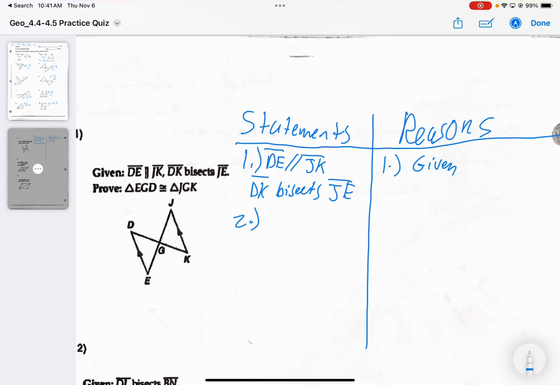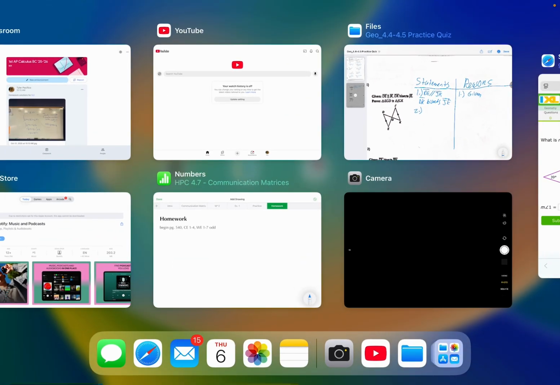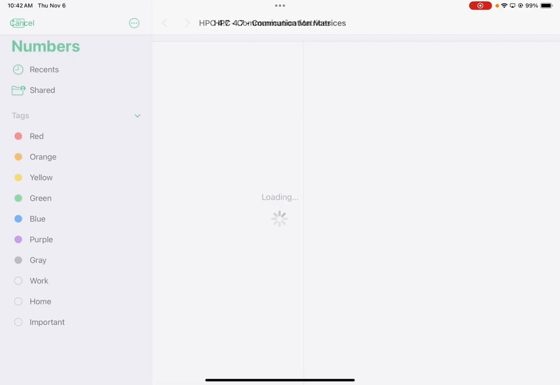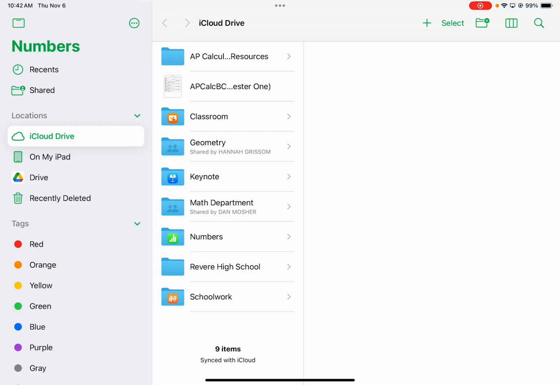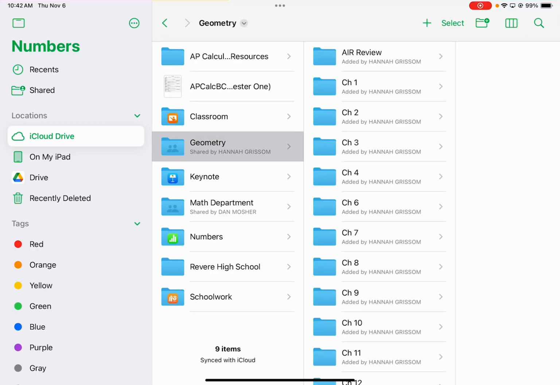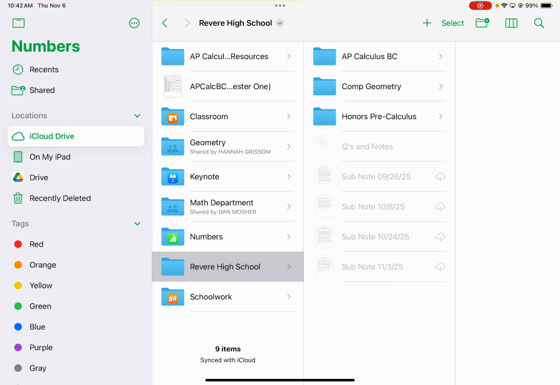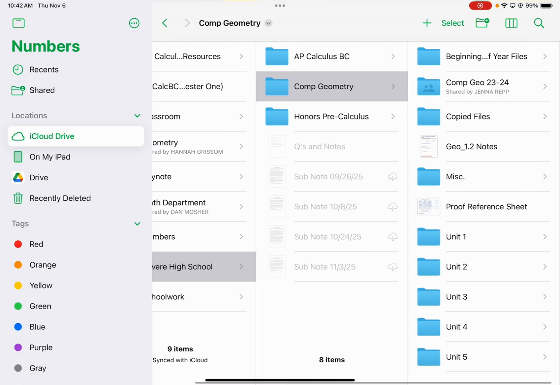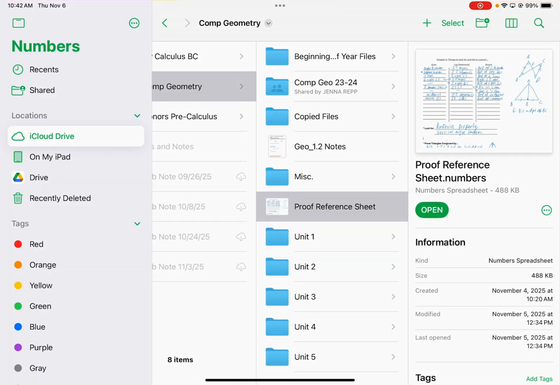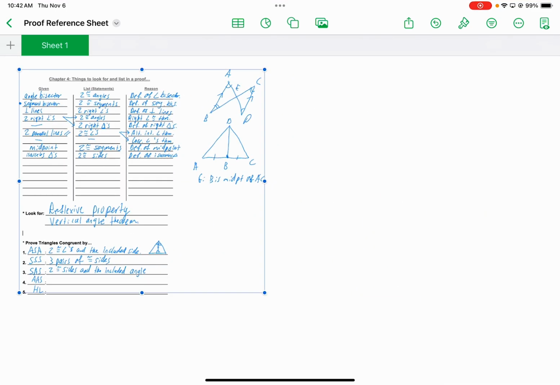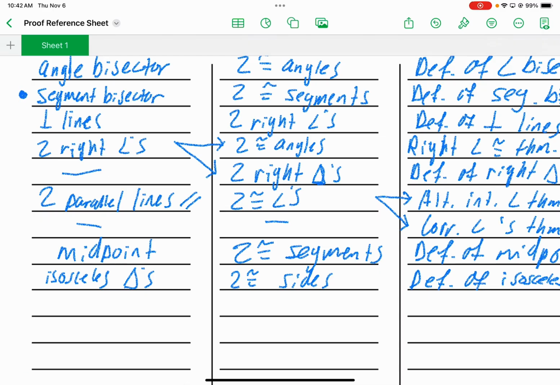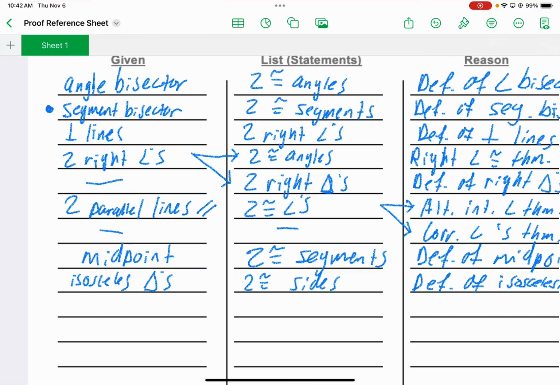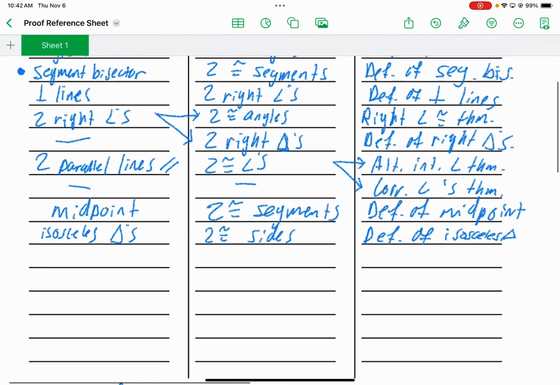And if you use that reference sheet, let's pull that up. We used that on the quiz. If I use it to help me out, let's see, not that, right here. Proof reference sheet. This is one I filled out with fourth period, so it might look a little different than yours. But we did put in there, if you are given two parallel lines, from that you can state that you have two congruent angles, either by alternate interior angles or corresponding angles, okay?